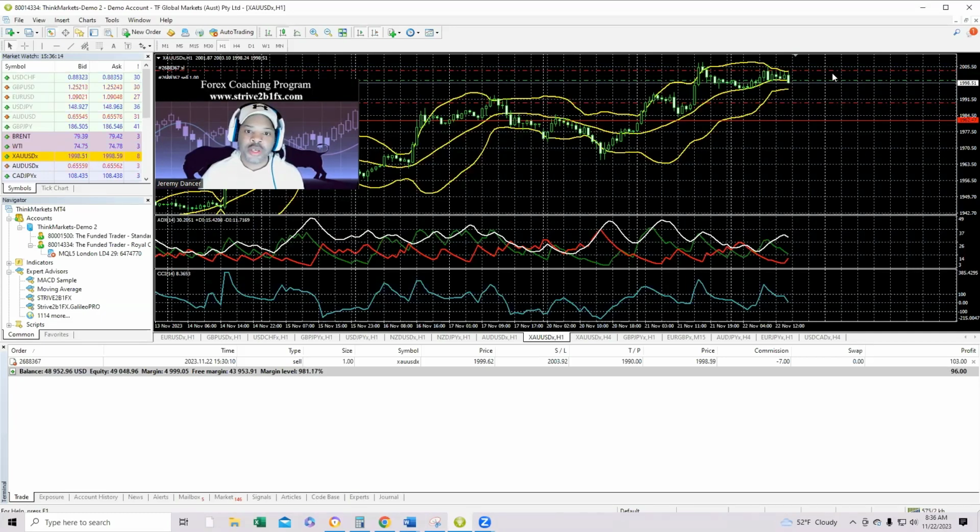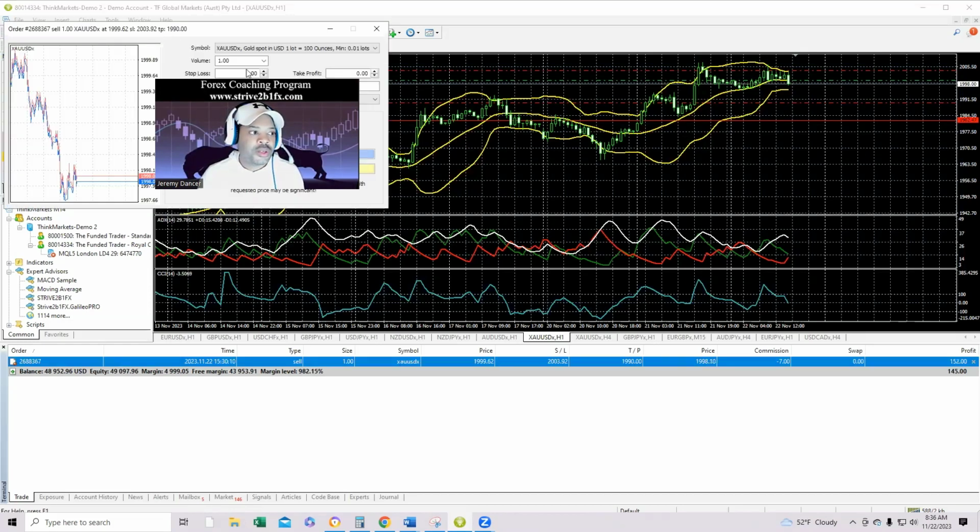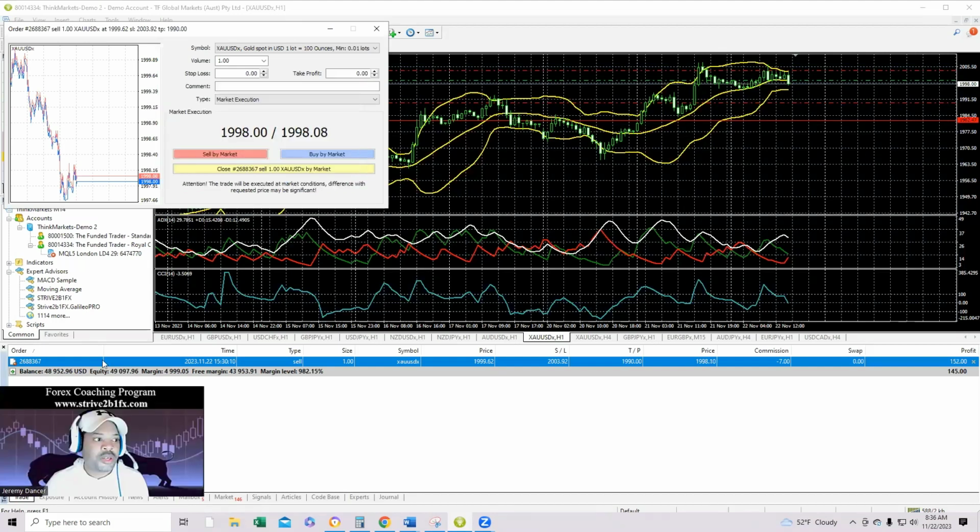Now in situations like this, what you can do is move your stop loss to break even if you're concerned about a pullback. So that's something you can do. We're moving in the right direction, and you can also start taking profit as well. When you get to the halfway mark of achieving your goal, you can click on your trade, and then you can do a market execution.